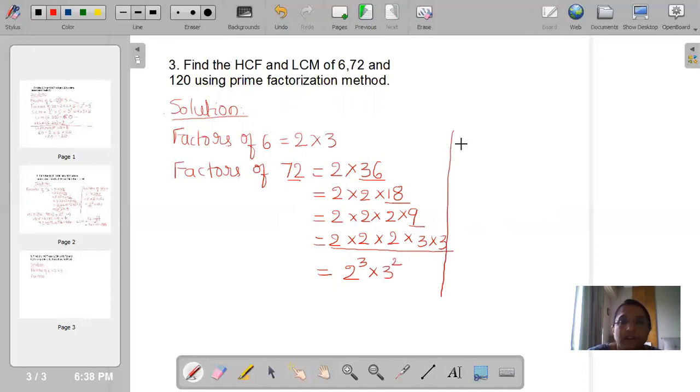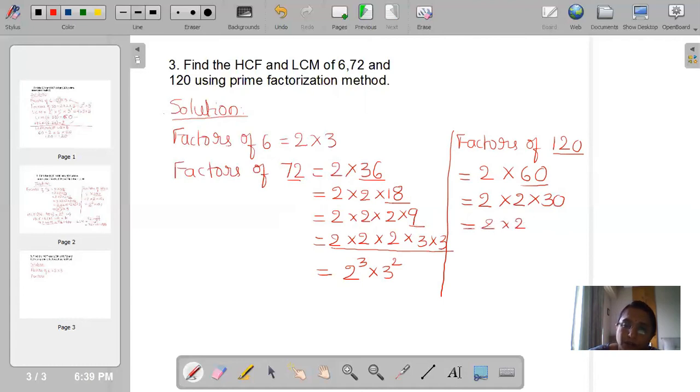Similarly, we'll find out factors of 120 is equal to 2 into 60. Again, take factors. 2 into 2 into 30, then 2 into 2 into 2 into 15, and factors of 15 are 3 into 5. So all are prime now. Stop here and we'll write in powers. It is 2 cube into 3 into 5.